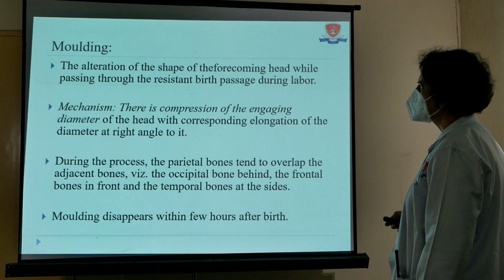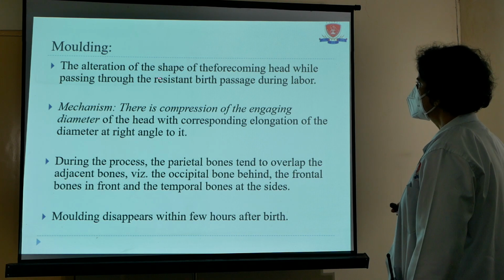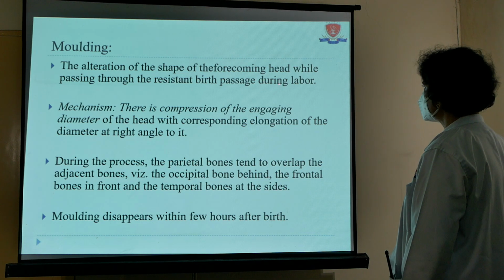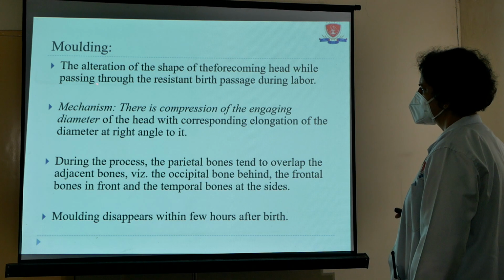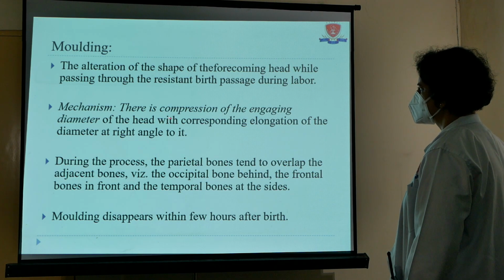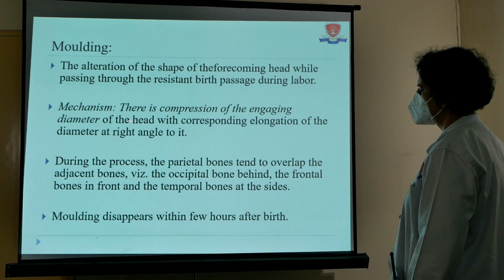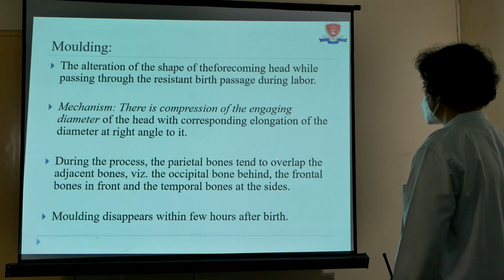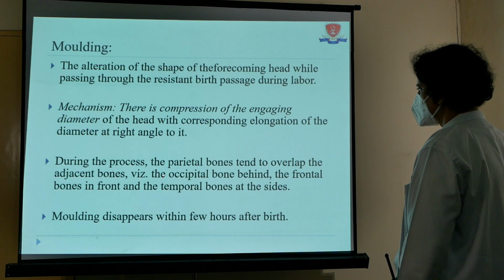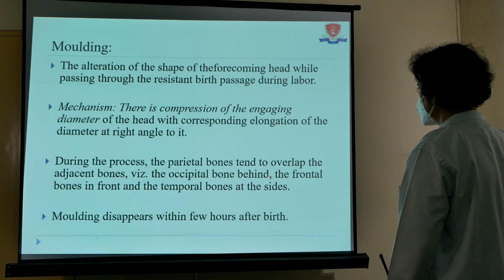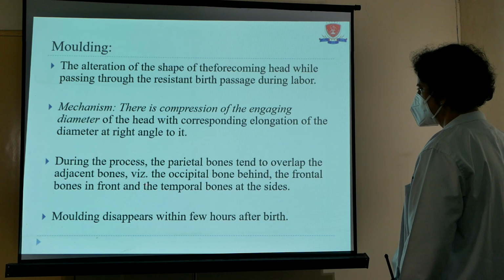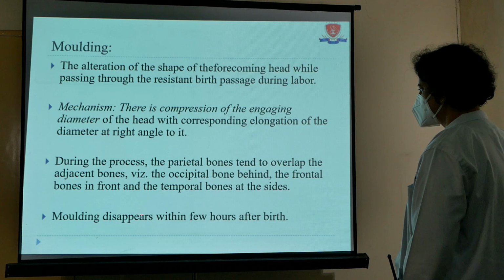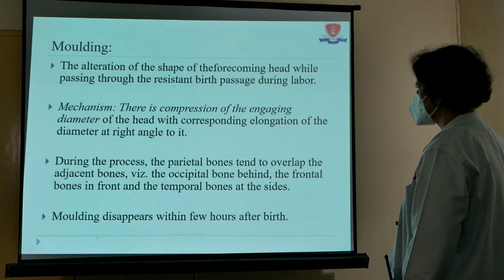Something about molding. Molding is the alteration of the shape of the forecoming head while passing through the resistant birth passage during labor. So there is compression of the engaging diameter of the head with corresponding elongation of the diameter at right angle to it. During this procedure, the parietal bones tend to overlap the adjacent bones, for example the occipital bone behind, the frontal bone in front, and the temporal bones at the sides. And this molding disappears within a few hours after birth.